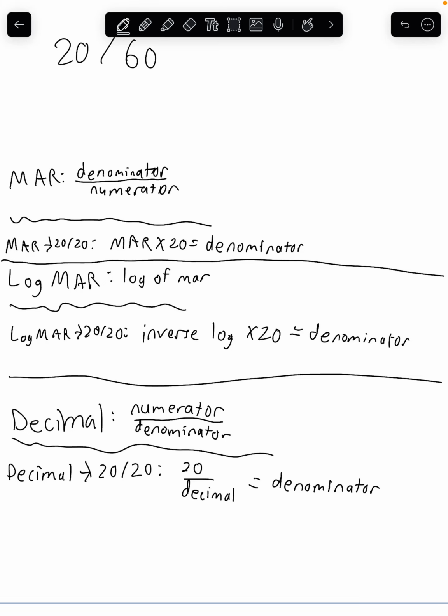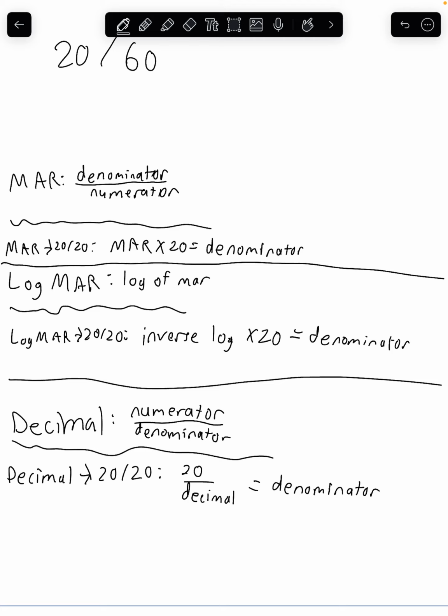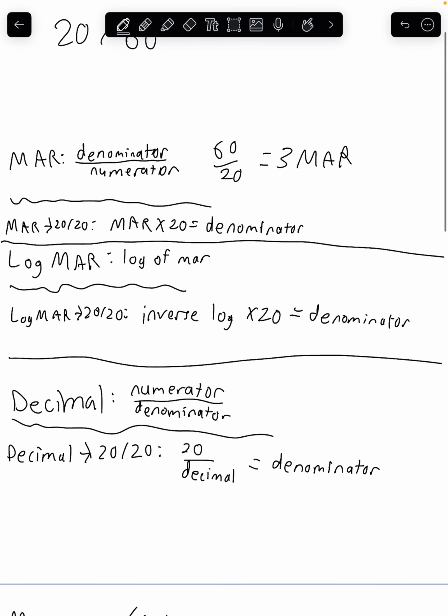Convert between the different visual acuities. So let's say I gave you 20/60. To get the MAR of 20/60, you just take the denominator and divide it by the numerator. So 60 divided by 20 equals 3. So that's 3 MAR. To go from the MAR back to 20/20, you just multiply that number by 20, and that's the denominator. So if I said the MAR was 5, you do 5 times 20 equals 100, so it's 20/100.